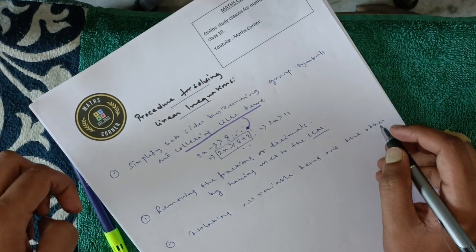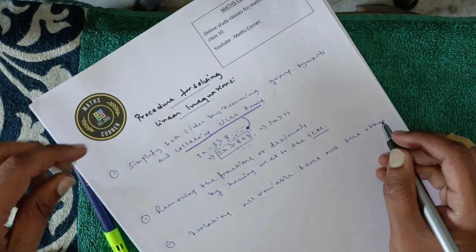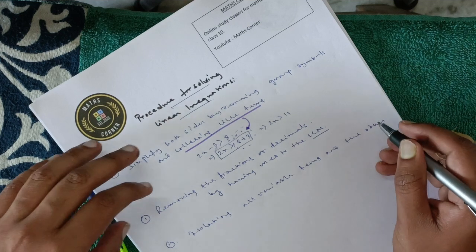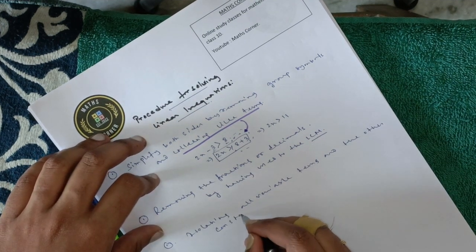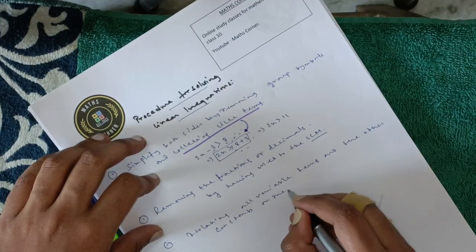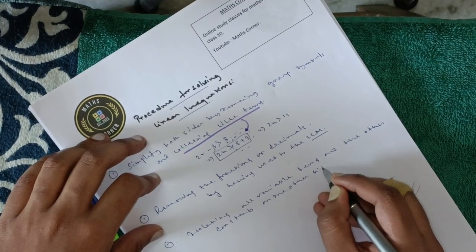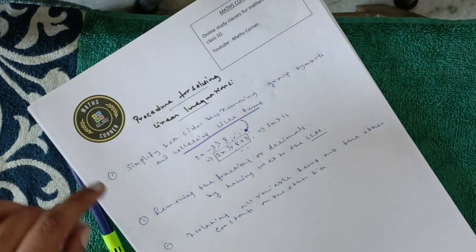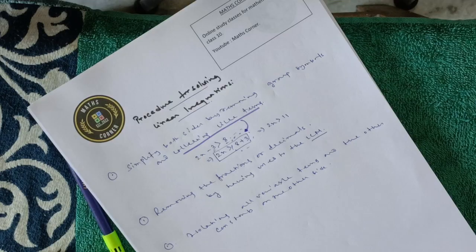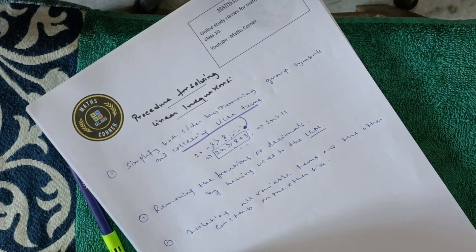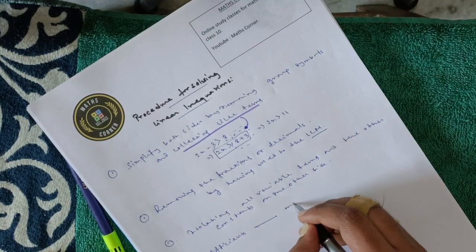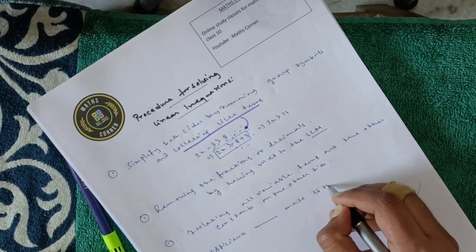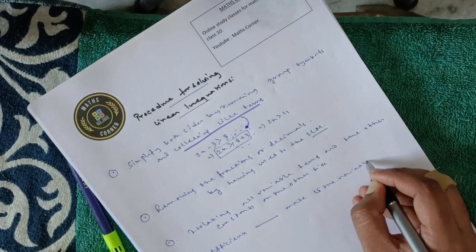All the variables on one side and all the constants on the other side. Okay. Make the coefficient of the variable 1. Coefficients should be made 1 for the variable. Okay.